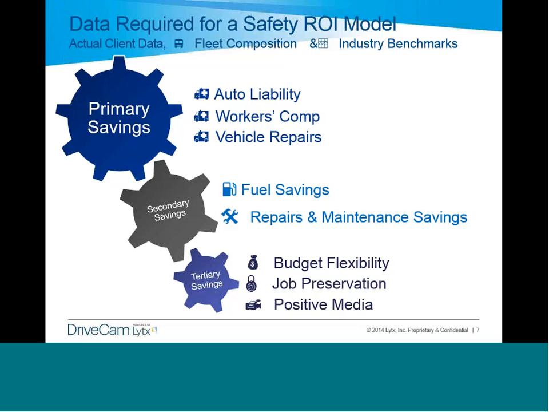And those are the other two variable sets that I would include in the model. The third piece is relating the ROI to your top line savings. So a lot of fleets want to see if we can save and break even and have more to spend on the fleet, where do we want to put that? So you could look at budget flexibility, you could look at job preservation, positive media, and we'll get into a few more examples on the next slide.